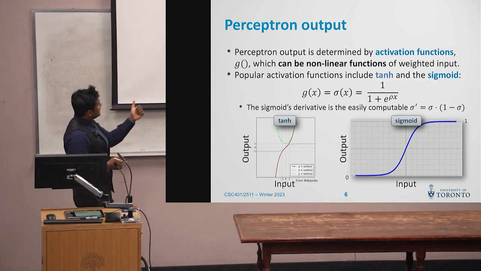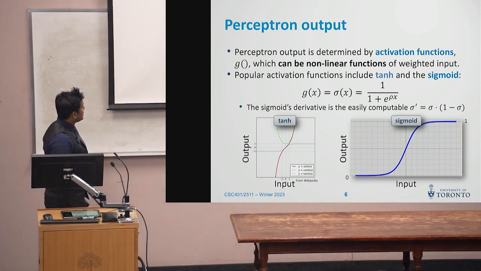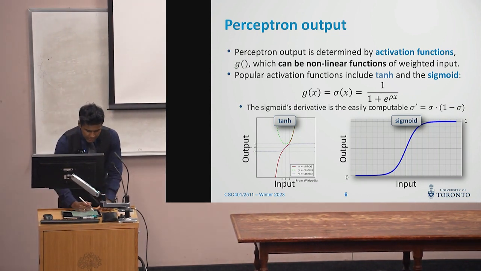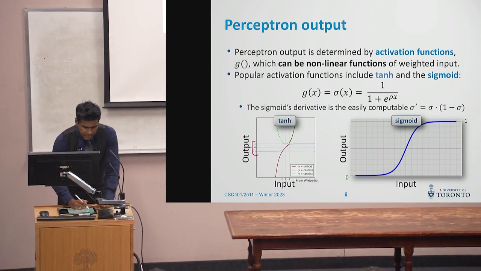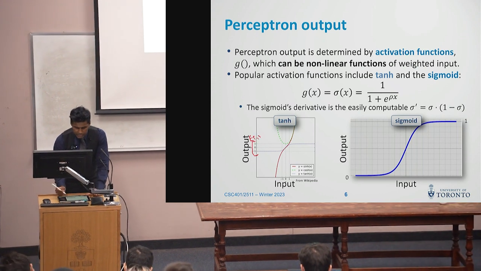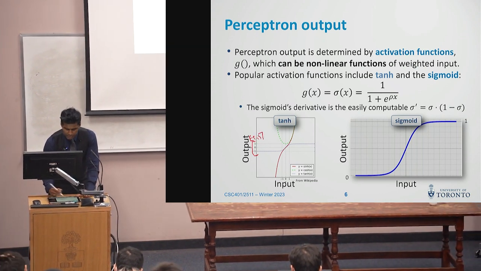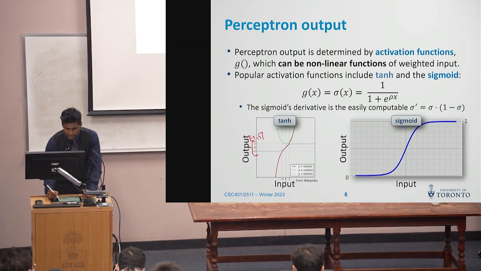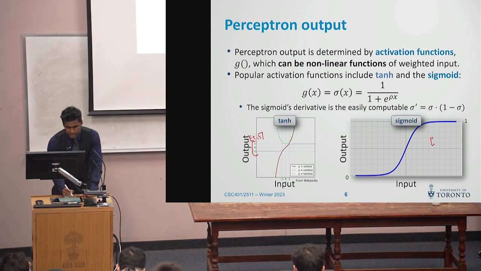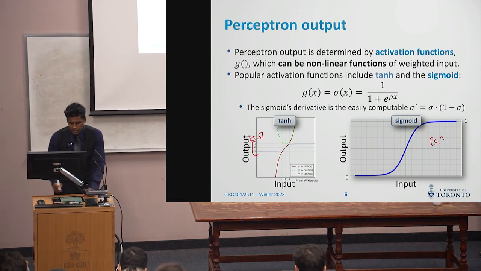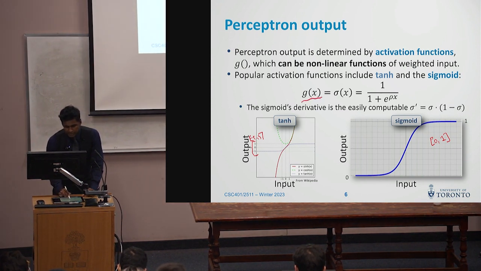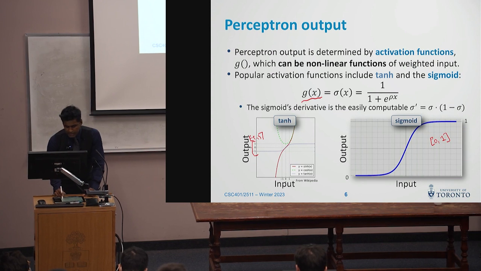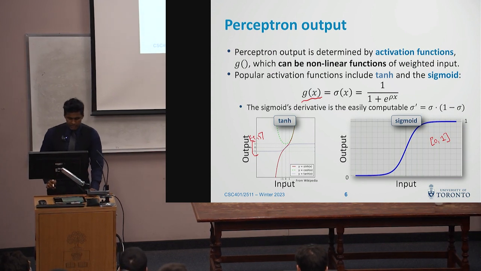So on the bottom left, you have a picture of the hyperbolic tan, and the output over here is constrained between -1 and 1, whereas on the right-hand side, you have the sigmoid where the output is between 0 and 1. And over here, you have the equation for activation for a sigmoid function. And as you can see, the derivative of the sigmoid function is easily computable. And we'll talk about why derivatives are important in a second.